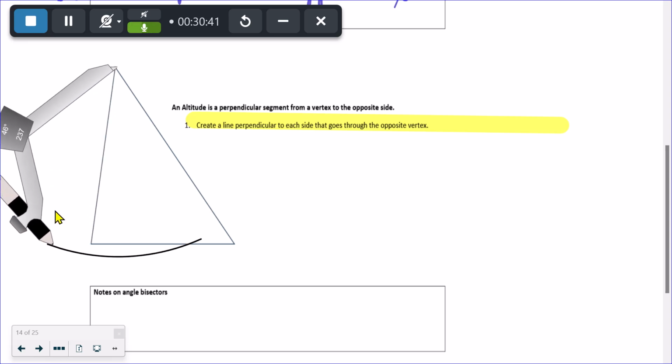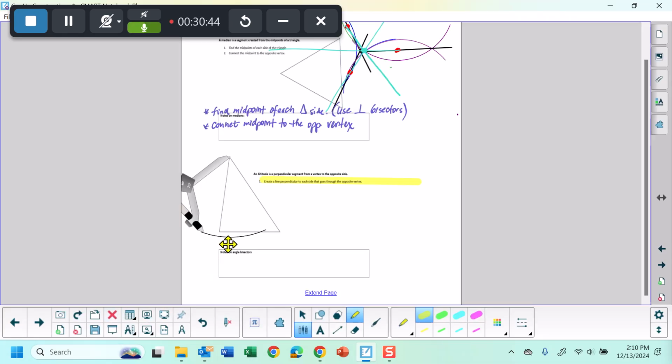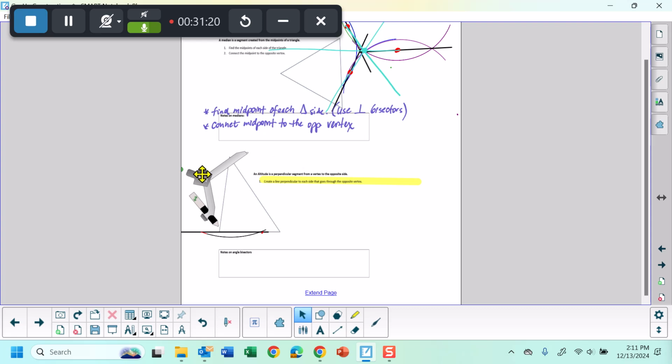Now here's the hard part. I need to extend this side of this triangle in order to find my intersection. So here are the endpoints of my segment. If you need to draw it bigger, go ahead, because those are the endpoints of the segment that I'm going to perpendicularly bisect through this point. I'm going to bisect that segment.